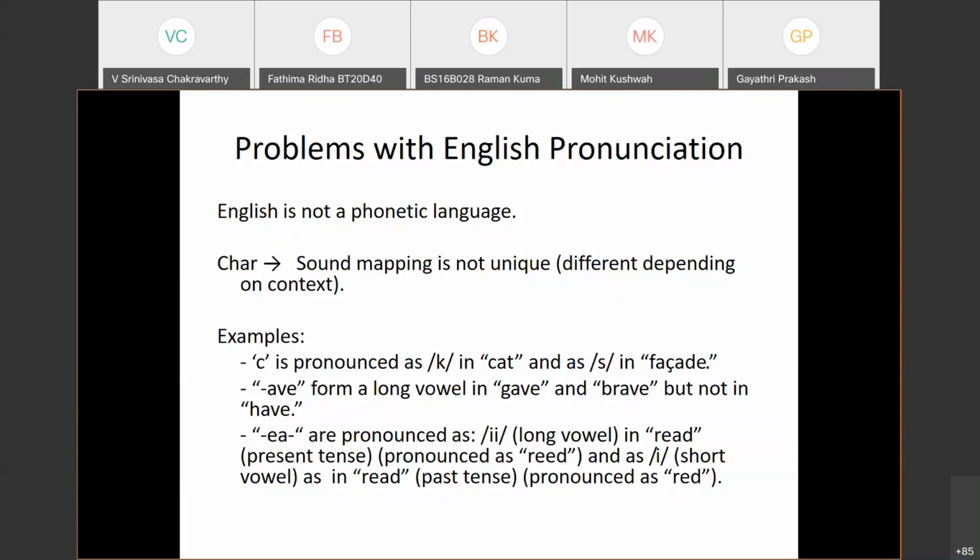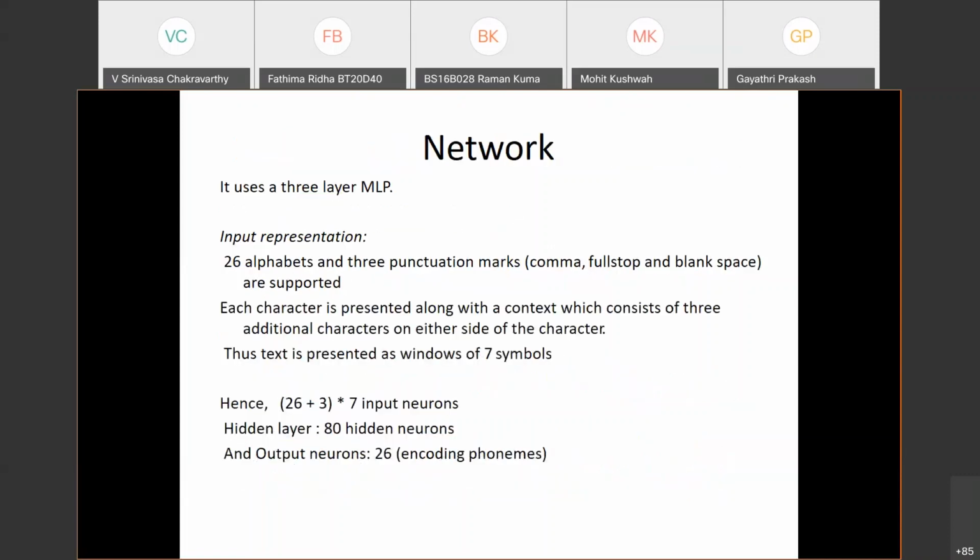In English, for example, you have "to" pronounced as "two" and "go" pronounced as "go", and there are even jokes about it in movies, right? And c is pronounced as k in "cat" and s in "facade". The letters a-v-e form a long vowel in "gave" and "brave", but not in "have". "Have" is different; the sound is quite different from "gave". Similarly, "ea" is pronounced as in "read" in present tense and "read" in past tense. So all sorts of context dependencies make reading text aloud a fairly hard problem.